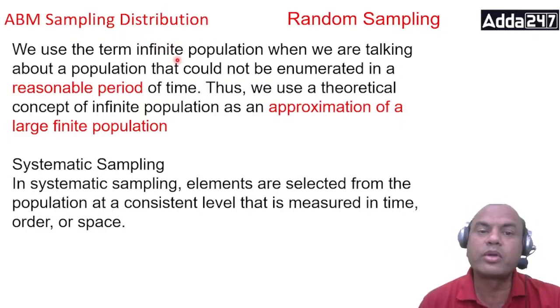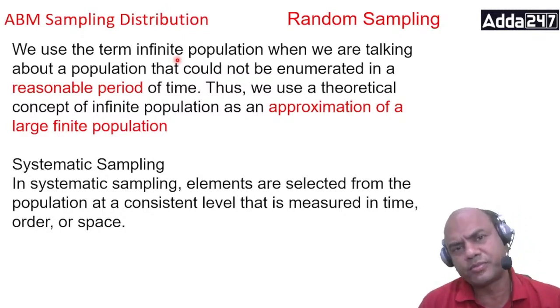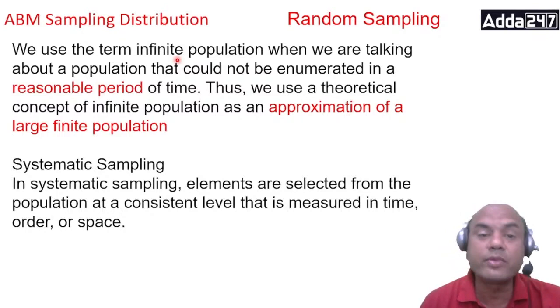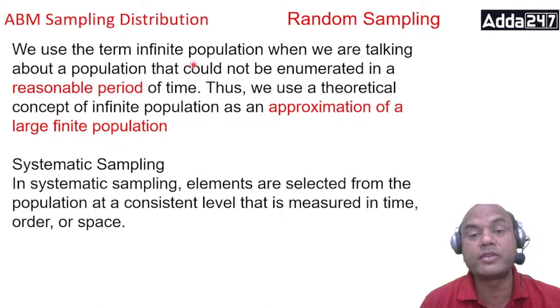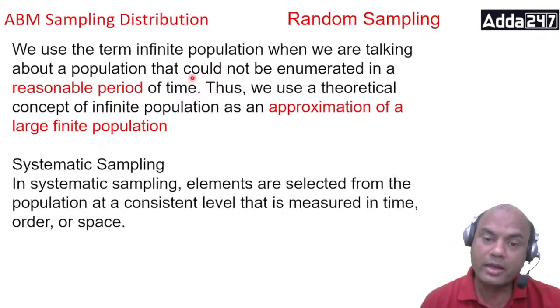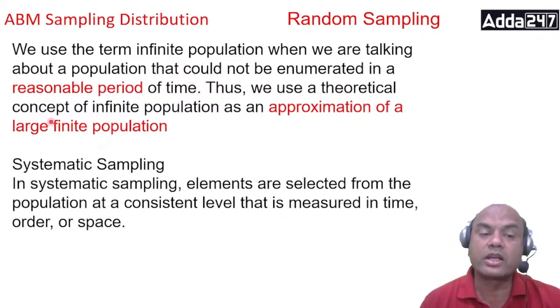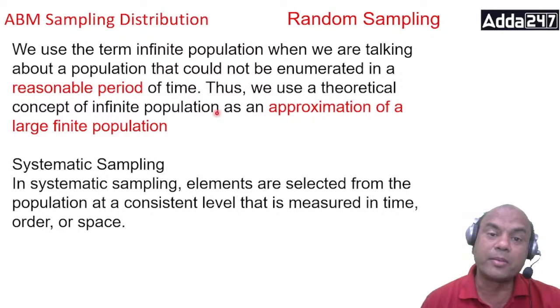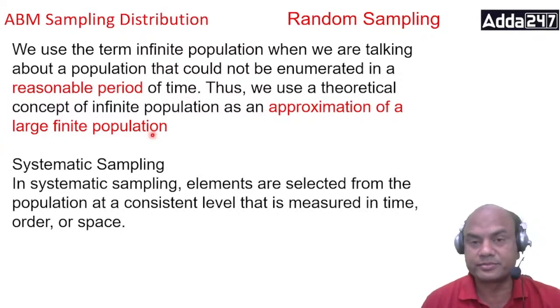Tomorrow I'll tell you, go and count the entire population of the city wherever you live. Is it possible? That becomes infinite for you within a reasonable period of time. So it cannot be determined within a reasonable period of time. Thus we use the theoretical concept of infinite population as an approximation of a large finite population. Got it?